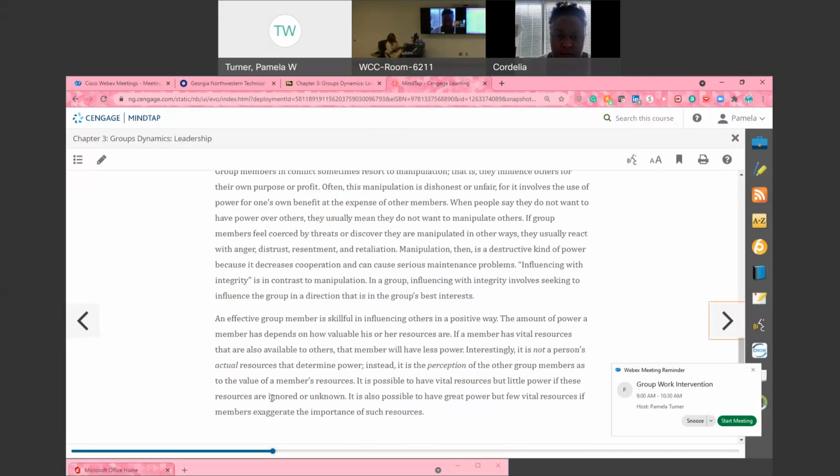The amount of power a member has depends on how valuable his or her resources are. Well, if a member has a vital resource that's available to others, the member will have less power. Interestingly, it's not a person's actual resource that determines power. It's the perception of the group members. It's possible to have vital resources but little power if the resources are ignored or unknown. So it is not the fact that I actually have power over you, it's the perception that I have power over you. That a vital resource, I have something that this group needs, something that I believe I can bring to this group. So that's where I get the influence, but maybe I don't really have anything. It's actually just the image, or the perception, that I have power.